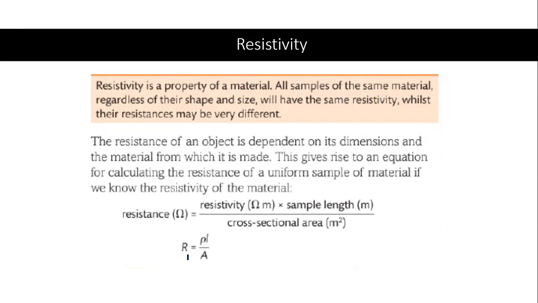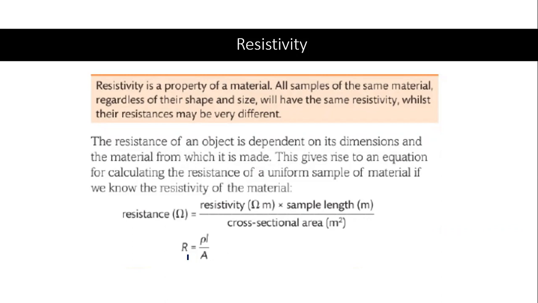So resistivity depends upon the material. It does not depend upon the shape or size of the material. It doesn't matter what length, what area, what dimensions you're using. As long as the metal is the same, the resistivity will also be the same, right? When we talk about resistance, first of all, it depends upon what material I'm using. That is really important. The material that I'm using is going to affect my resistance.